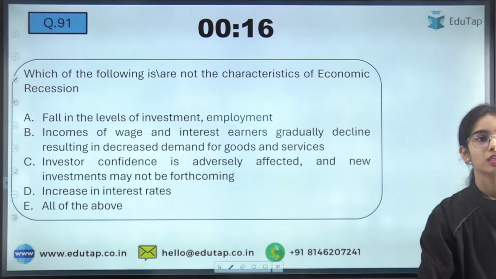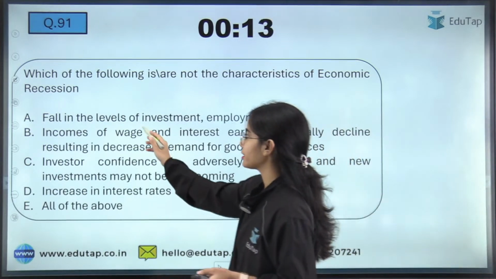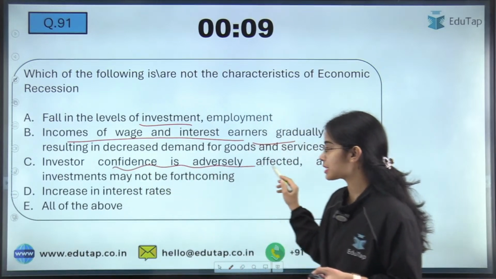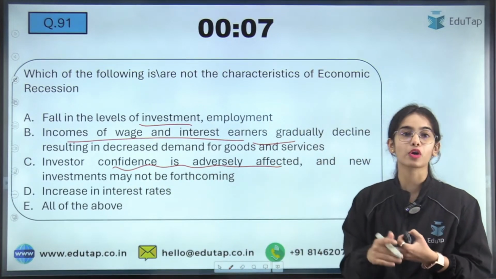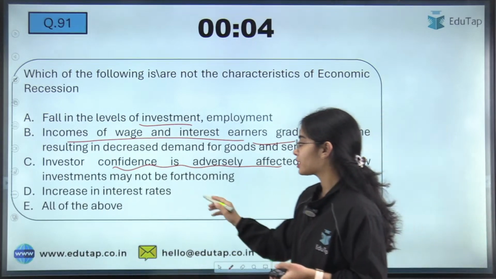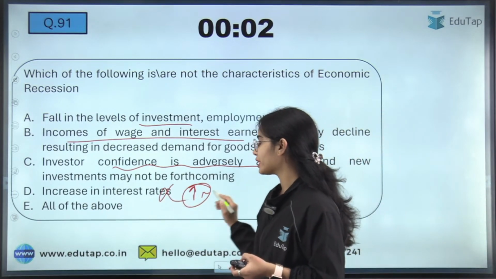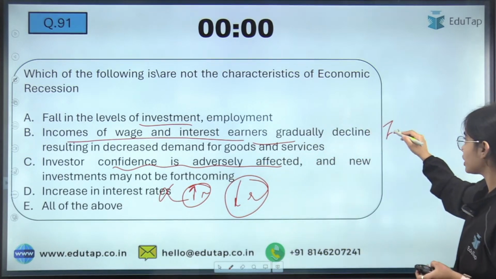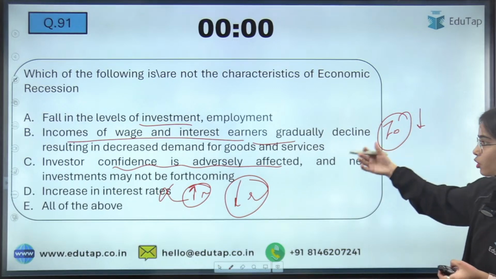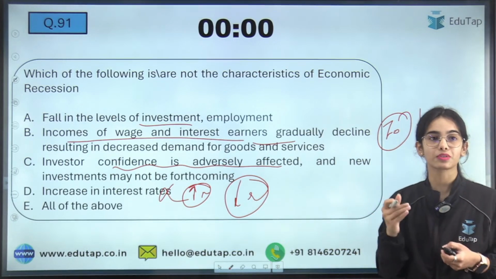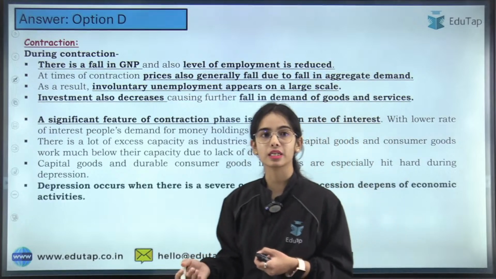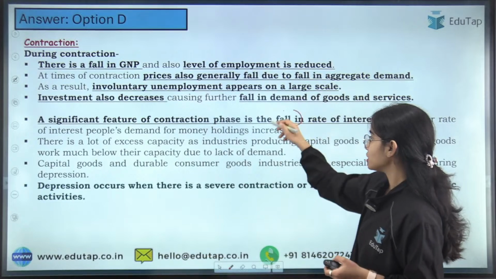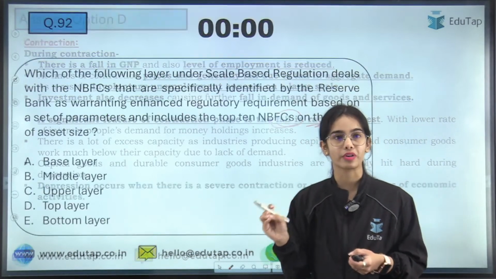So here, the economic recession is coming, so the level of investment, income, and wages are falling. Investors' confidence is also falling, they are adversely affected. Interest rate is increasing? So that is wrong. Interest rate should also be falling when the investment demand is falling. When the confidence of the investors is falling, the interest rate should also be falling. So D is the answer here, that it should not be increasing, the interest rate should be falling. So this is the key or significant feature of contraction.